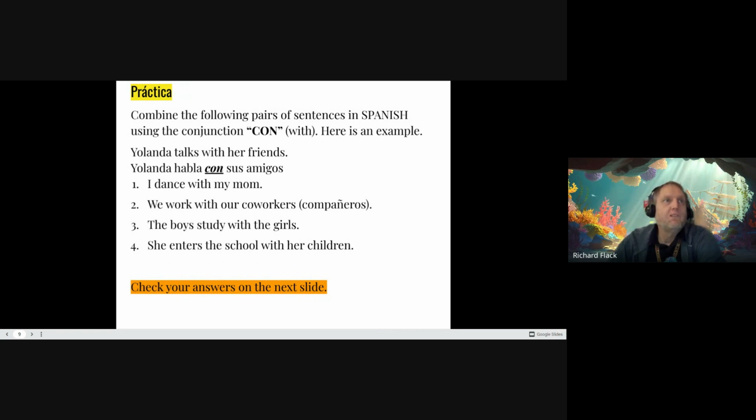Okay, más práctica número 3, la conjunción con, which means with. So Yolanda talks with her friends. Yolanda habla con sus amigos. So here we're not combining 2 sentences, we're combining a subordinate clause. I dance with my mom. We work with our coworkers. The boys study with the girls. She enters the school with her children. Go ahead, pause the video, work your way on these 4 sentences, and come back and check your answers.